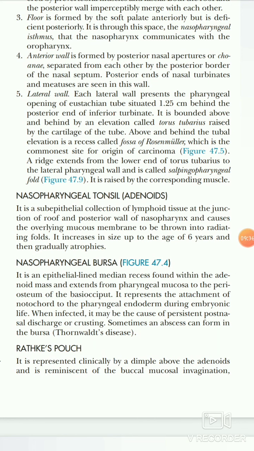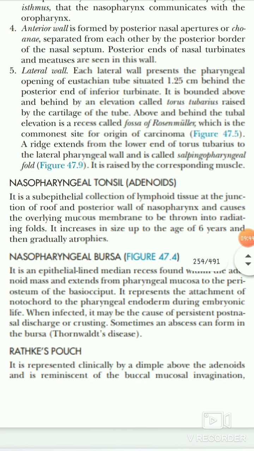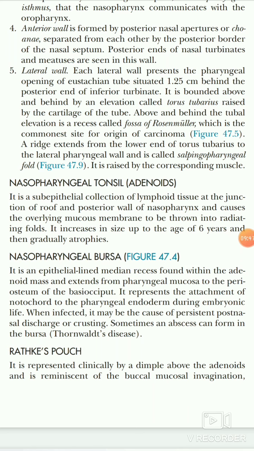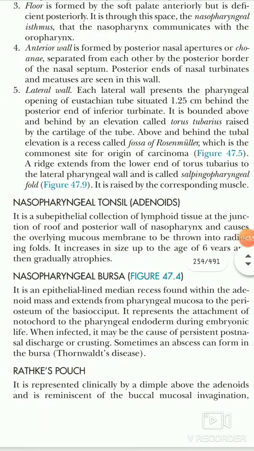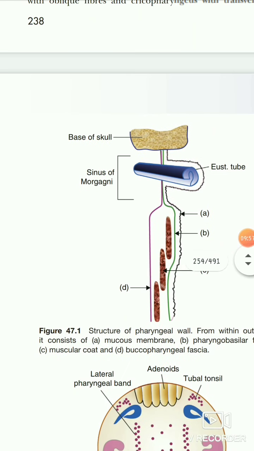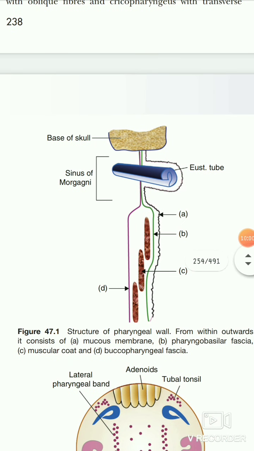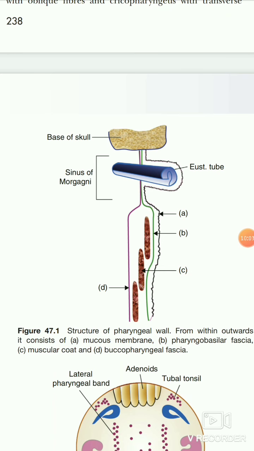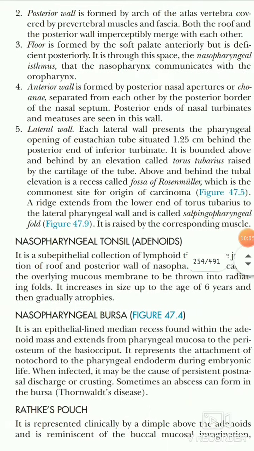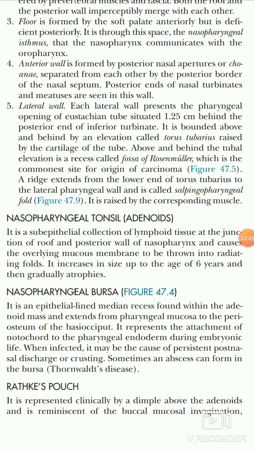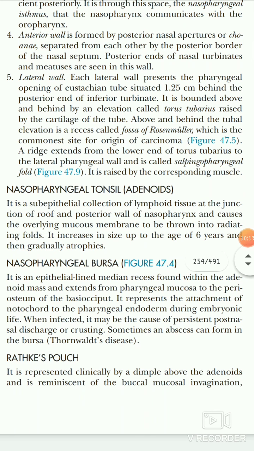Nasopharyngeal tonsil or adenoids. It is a subepithelial collection of lymphoid tissue at the junction of roof and posterior wall of nasopharynx and causes the overlying mucous membrane to be thrown into radiating folds. Figure 47.1. It increases in size up to the age of 6 years and then gradually atrophies.